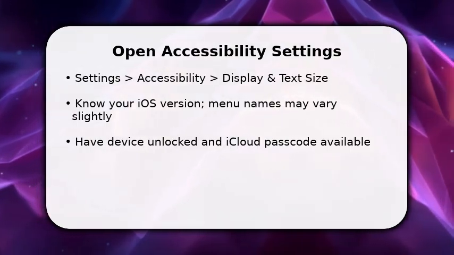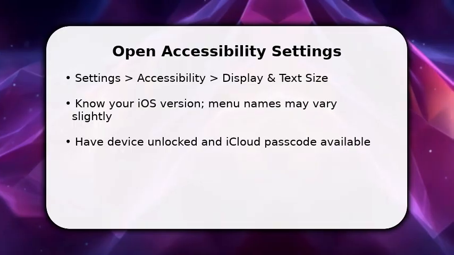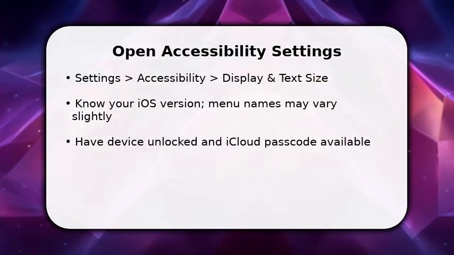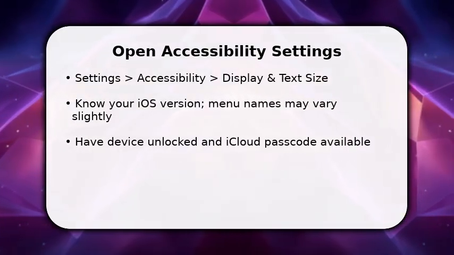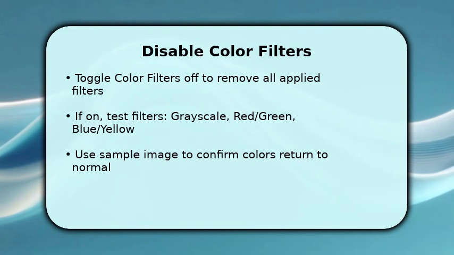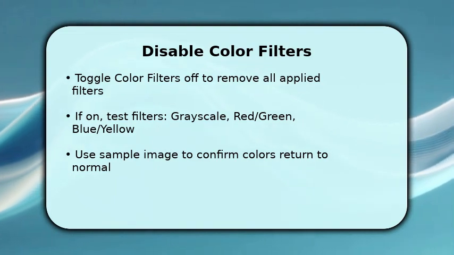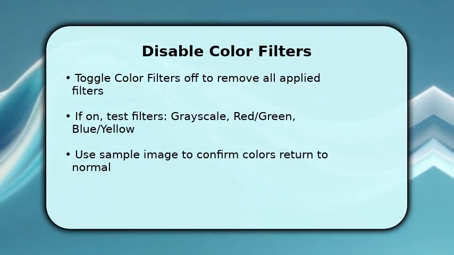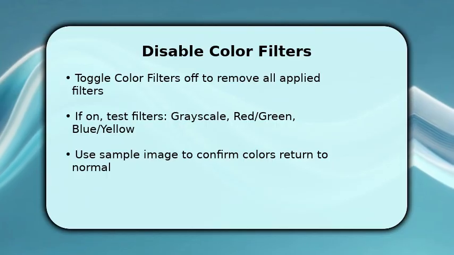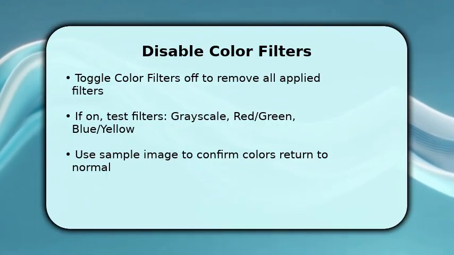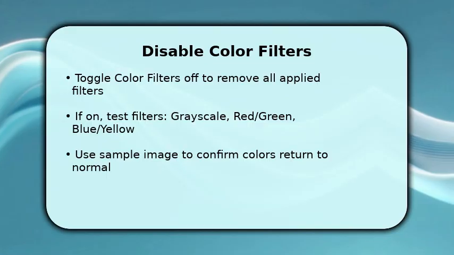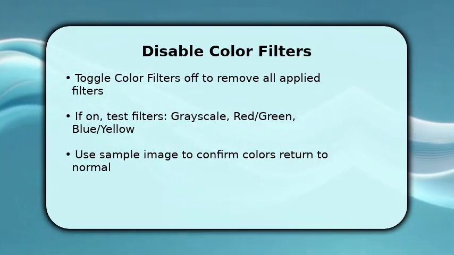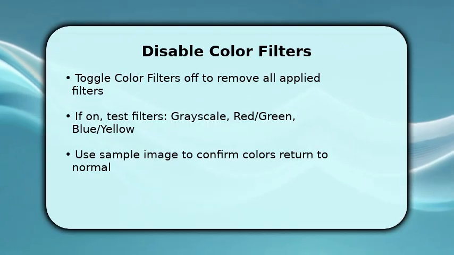Make sure your phone is awake and unlocked so changes apply instantly, and remember the current state in case you want to revert. Now you disable color filters directly by switching the toggle to off. This removes grayscale or tinting instantly. If you prefer a targeted change, tap Color Filters, inspect each preset, grayscale, red/green, blue/yellow, and choose none. Once done, look at the sample bar and an app photo to verify natural colors.